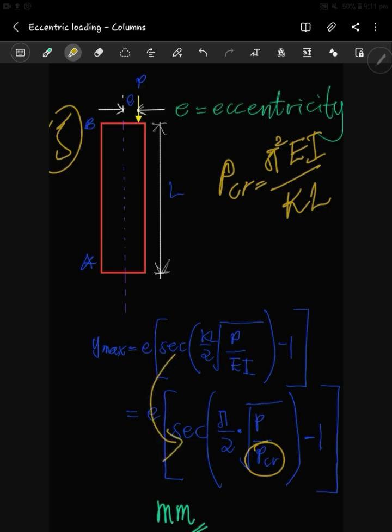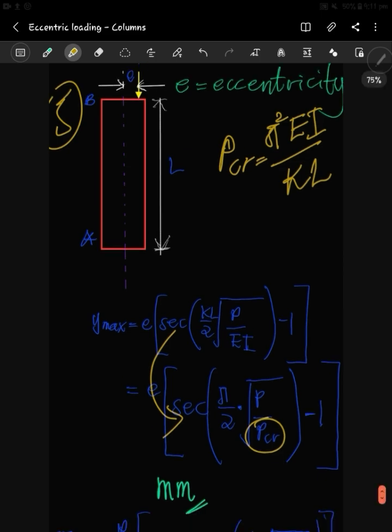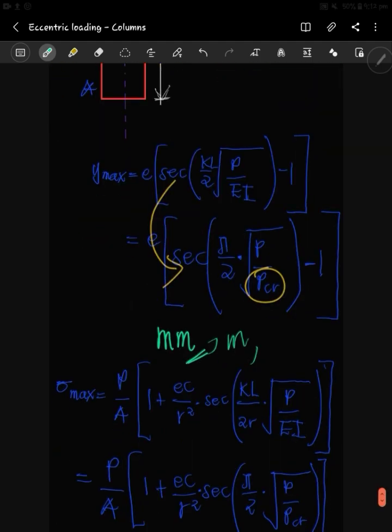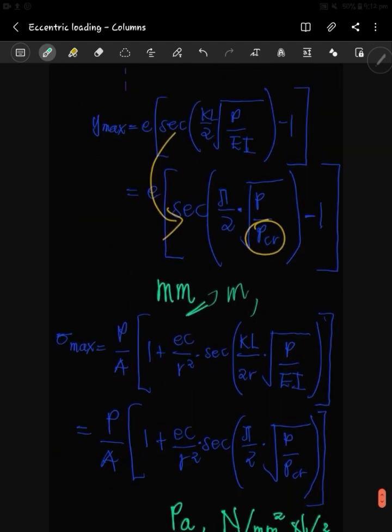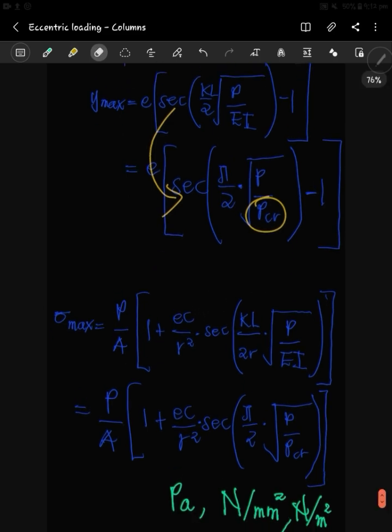So that's it. Since Y max, or maximum deflection, is just a distance, it should be in distance units, meters, and anything that has the same unit as distance. And now we have the maximum stress, the same thing. These two are the same equation, used to represent the same thing, but in different scenarios.